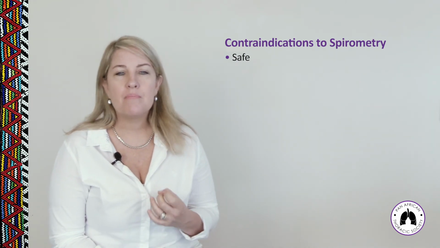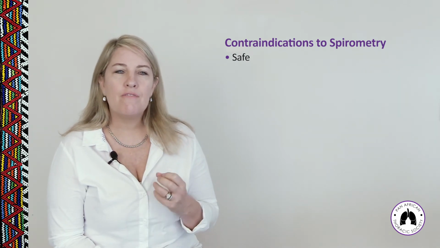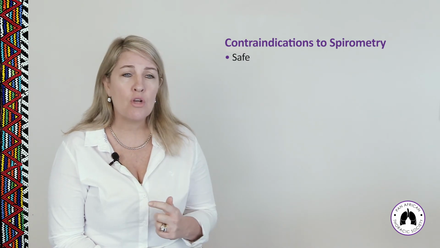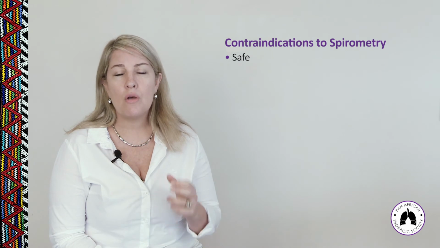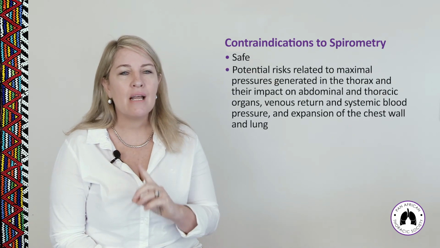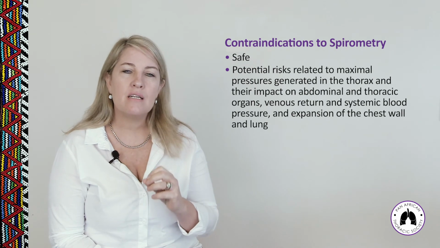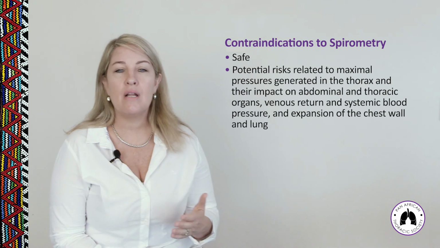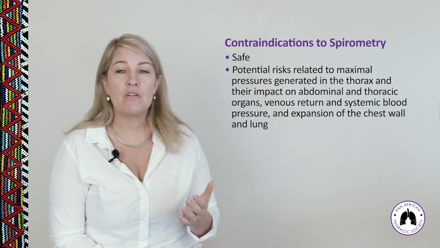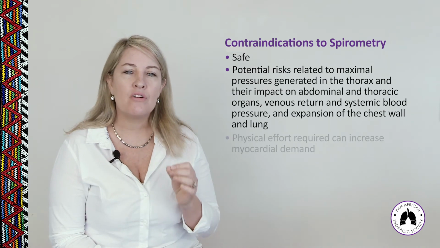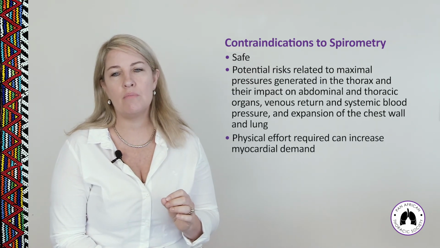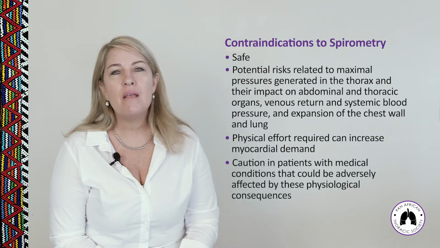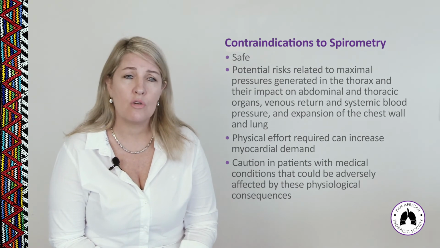So performing spirometry can be physically demanding. The forced expiratory maneuver used in spirometry increases the intrathoracic, intra-abdominal, and intracranial pressures. So potential risks of spirometry are primarily related to maximal pressures generated in the thorax and their impact on abdominal and thoracic organs, venous return and systemic blood pressure, and expansion of the chest wall and the lung. The physical effort required can increase myocardial demand, so caution must be used for these patients with medical conditions that could be adversely affected by these physiological consequences.